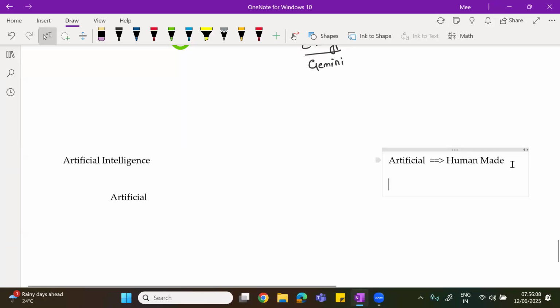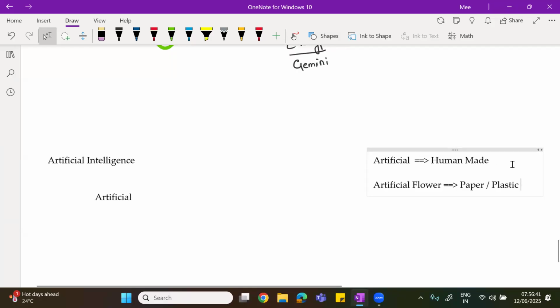For example, if you have a computer, we develop that, but we will not say artificial computer. We will say computer or laptop, that's it, because there is no natural version. You can't see a computer coming out naturally like that. But artificial flowers are the flowers we make out of paper, plastic, or rubber.